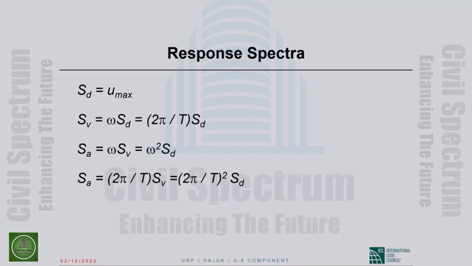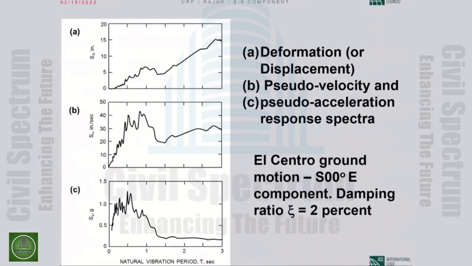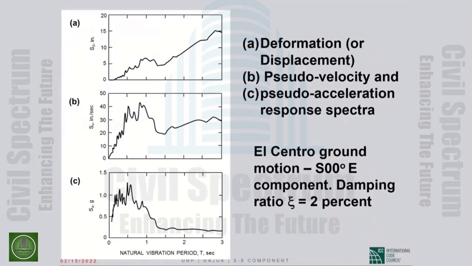It is 2 pi over T squared times the spectral displacement, or 2 pi over T times the spectral velocity, and 2 pi over T is omega, the circular frequency. So we saw the spectral displacement plot. Obviously, there is nothing to prevent us from plotting the spectral pseudo-velocities against the period, which we have done in the second figure. And in the third figure, we have plotted spectral pseudo-accelerations against the period.